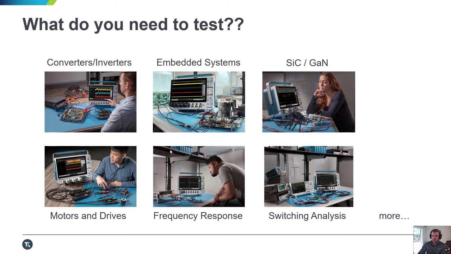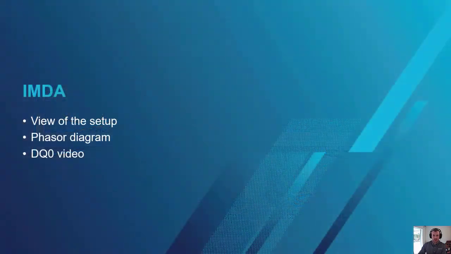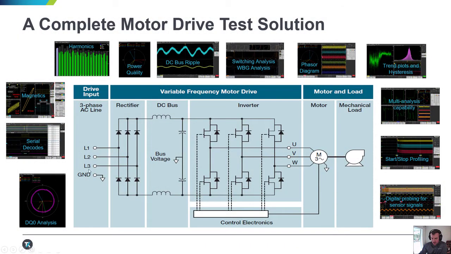Now let's move away from switching devices and silicon carbide and gallium nitride over to converters, inverters, motors, and drives. So this could be anything three-phase related, which is what we're going to focus on here for the next few minutes, whether that's BLDC motors, multi-phase inverters and converters. We're going to first look at a view of the setup. We'll do a quick introduction to phasor diagrams, and I've got a quick video on the DQ0 functionality for direct quadrature analysis.